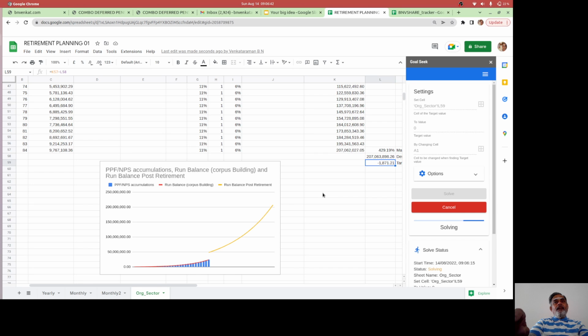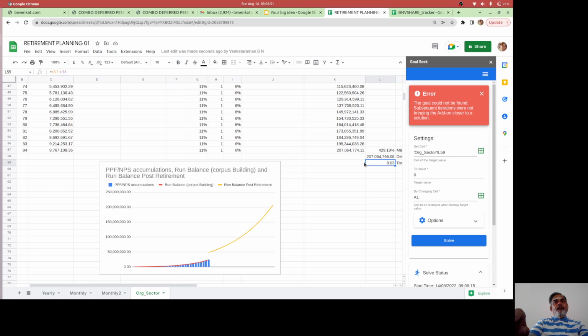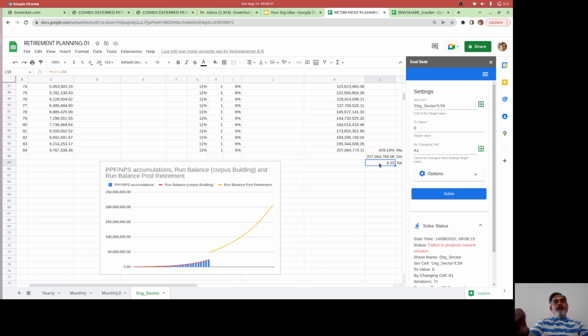It is taking time, it is solving. We have come to the nearest one. The target is not exactly 0, therefore we got an error, and this approximation is the nearest approximation, which is 8.03. Let us see what is the calculated value.